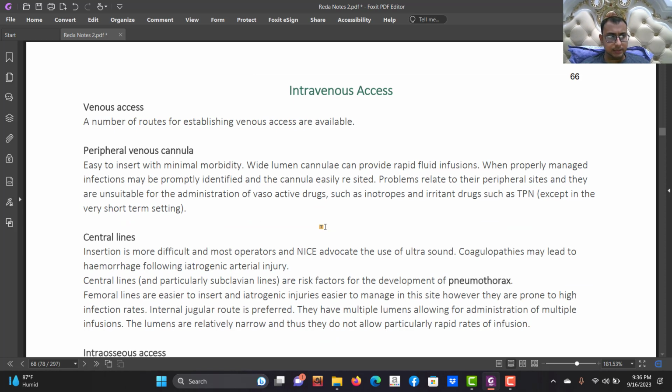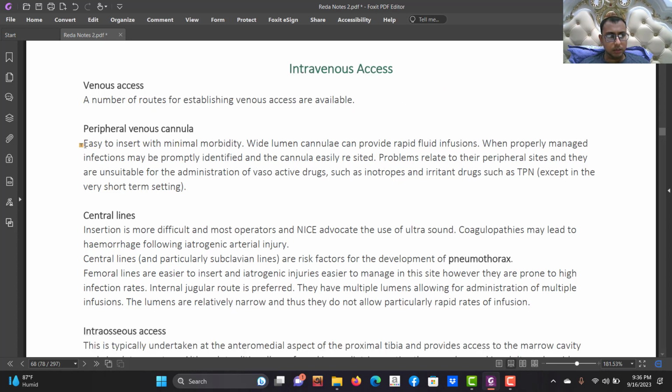Intravenous access. There are a number of routes, so there are many routes given for giving fluids. The peripheral venous cannula is easy to insert with minimal comorbidity. The PICC line can be used to provide TPN, which is an irritant drug. A wide lumen cannula can provide rapid fluid infusions when properly managed, and the cannula can be promptly identified easily.